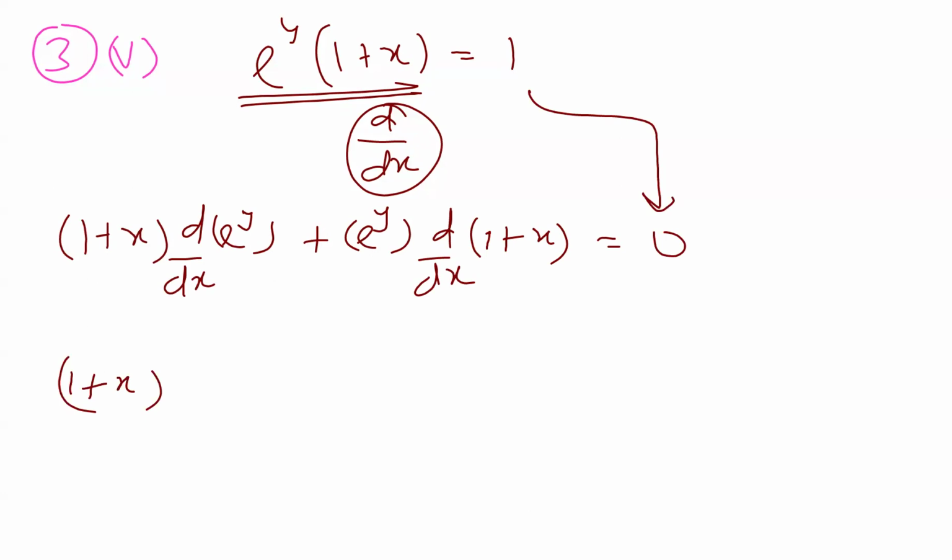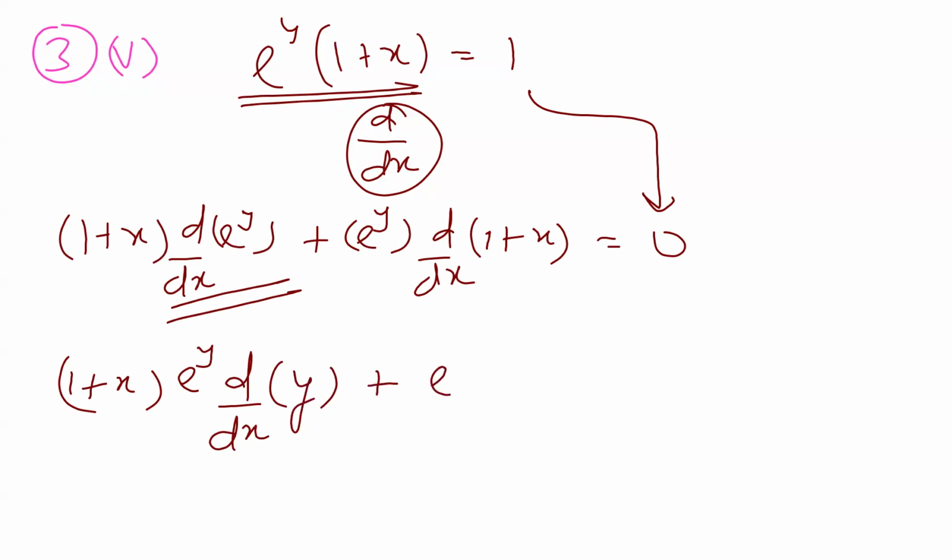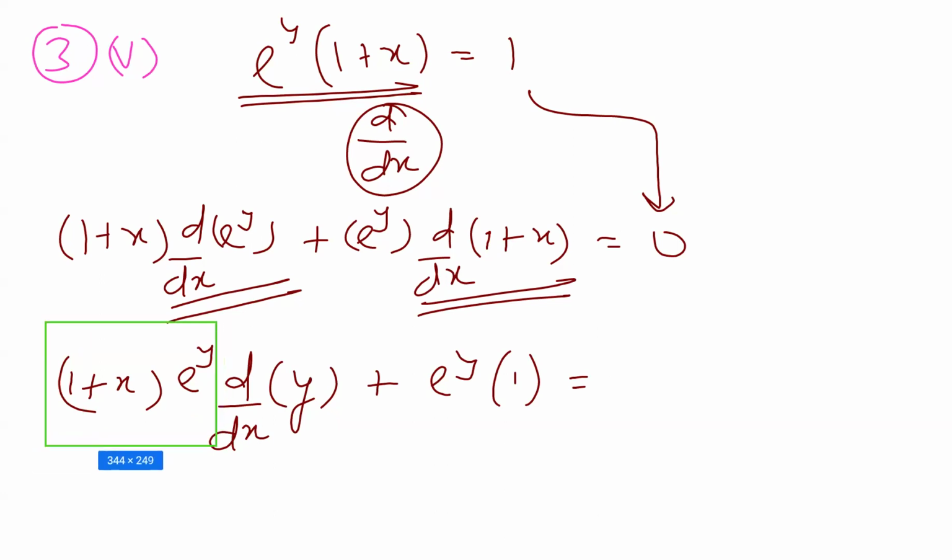So 1 plus x, derivative of e raised to y is e raised to y d by dx of y. Okay, plus e raised to y, derivative of 1 plus x is 1, which is 0. Okay, now just observe this part, the thing which I'm highlighting right now. Just observe that this particular part. What can you comment about this particular part?